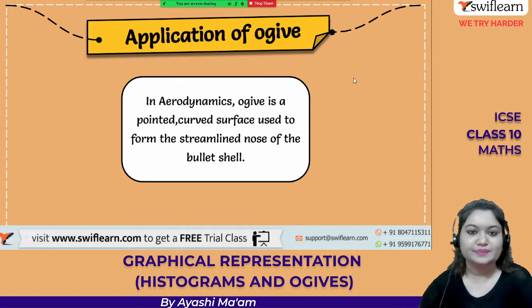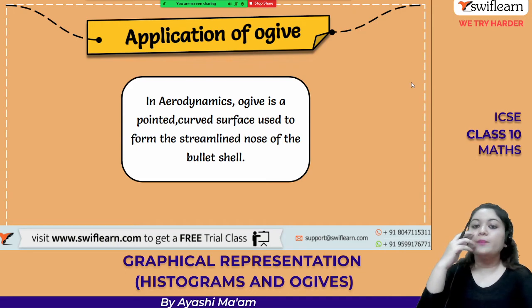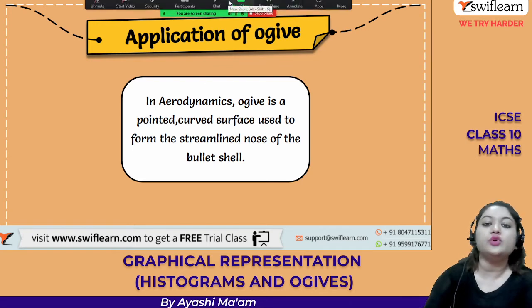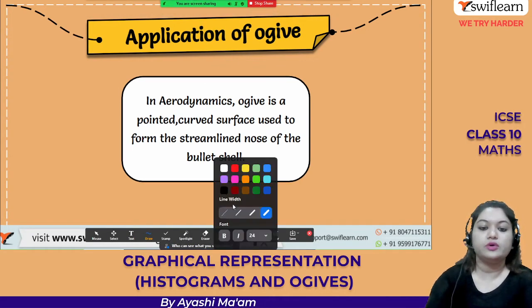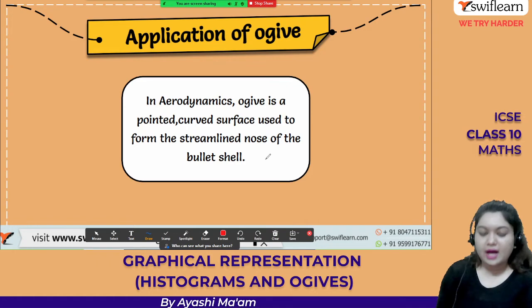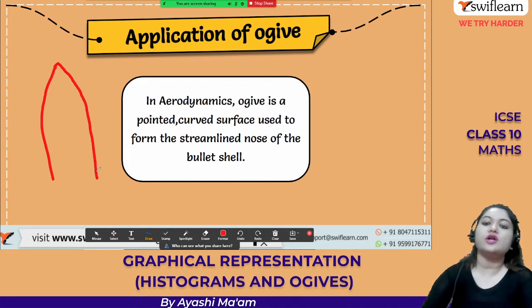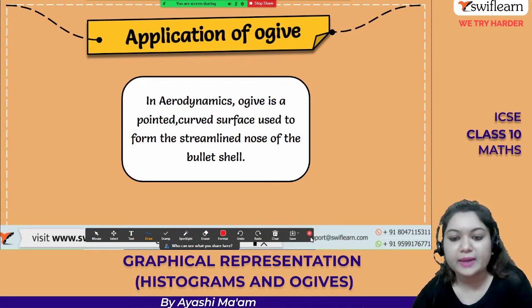So where can we apply ogive in aerodynamics? Ogive is a pointed curved surface used to form the streamlined nose of the bullet shell. That means it looks something like this, you know, the bullet. So this is your ogive curve.